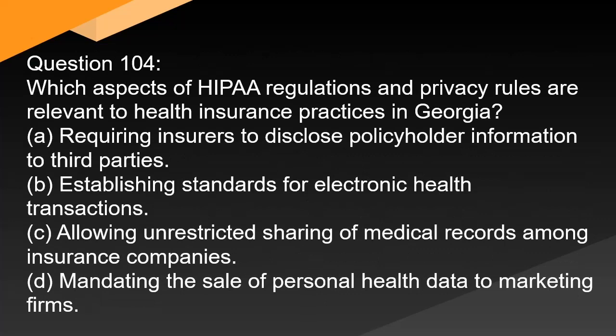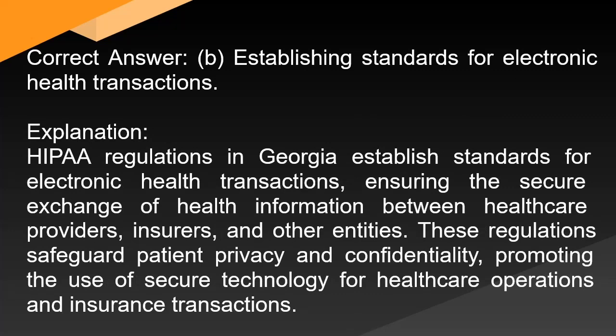Question 104. Which aspects of HIPAA regulations and privacy rules are relevant to health insurance practices in Georgia? Correct answer: B. Establishing standards for electronic health transactions. Explanation: HIPAA regulations in Georgia establish standards for electronic health transactions, ensuring the secure exchange of health information between healthcare providers, insurers, and other entities. These regulations safeguard patient privacy and confidentiality, promoting the use of secure technology for healthcare operations and insurance transactions.